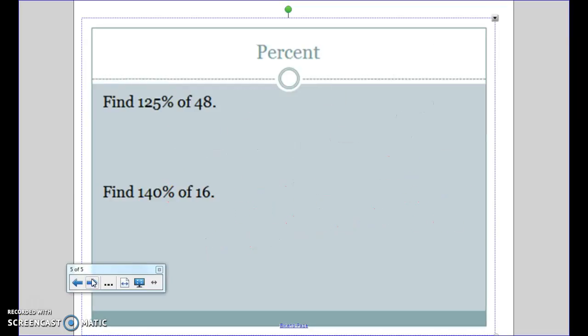And it says find 125% of 48. Okay, and so even though the percent is greater than 100%, that's okay. We're not going to change our method here. 125% times 48. So that really means 125 per 100 times 48. And let's try to go ahead and solve that one first.